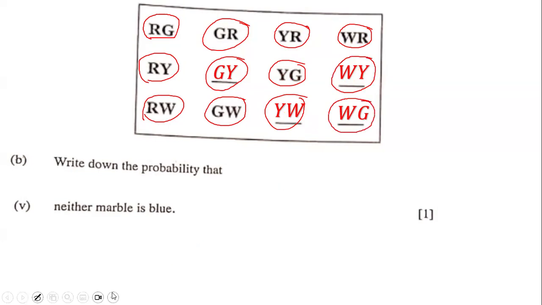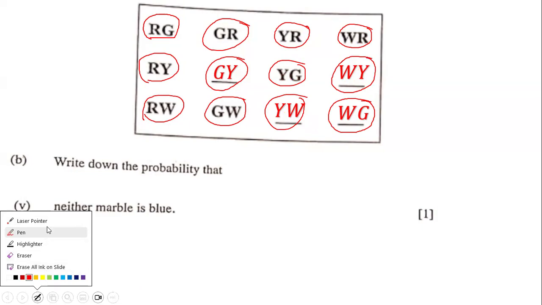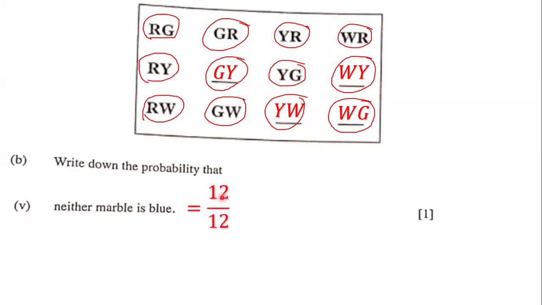So the probability that neither marble is blue, well, that happens 12 times, right? And there are 12 possible outcomes. And so that means the probability is equal to 1, which means that it is certain. It is certain that when we get our outcome, we're going to get 2 marbles where none of them are blue. All right. And so that's what a probability of 1 means, that it's certain that when we get our outcome, none of the marbles is going to be blue. Okay. And that's the answer to this question.